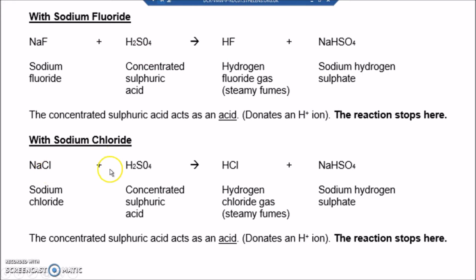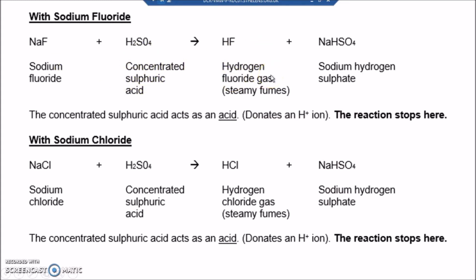Similarly, exactly the same thing with sodium chloride, but you'd make hydrogen chloride as white steamy fumes, and sodium hydrogen sulfate again, and again the sulphuric acid is acting as an acid, donating H plus to the Cl minus to form H plus Cl minus, or HCl, hydrogen chloride. And the reactions stop here. The sulphuric acid isn't a strong enough oxidizing agent to do the next step.